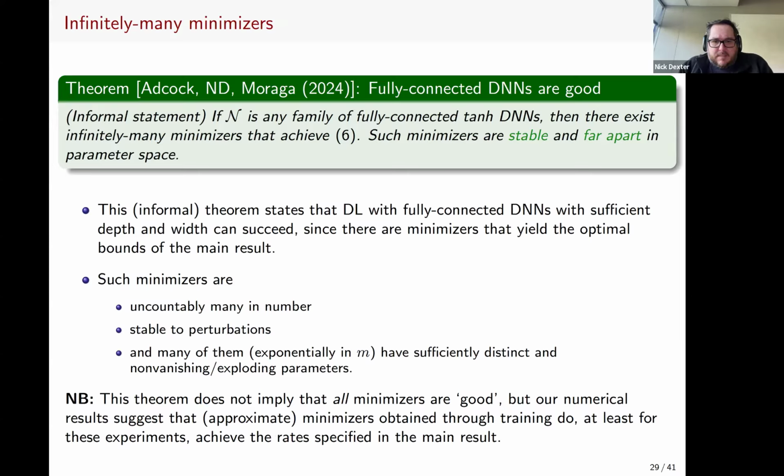So this states that deep learning with fully connected DNNs and sufficient width and depth can succeed, since there are minimizers that yield the optimal bounds of the main result, and they are uncountably many in number, stable to perturbations, and many of them, exploding exponentially in m, have sufficiently distinct and non-vanishing or exploding parameters. But this theorem does not imply that all minimizers are good. However, our numerical results suggest that approximate minimizers obtained through training do, at least for these experiments, achieve the rate specified in the main result.